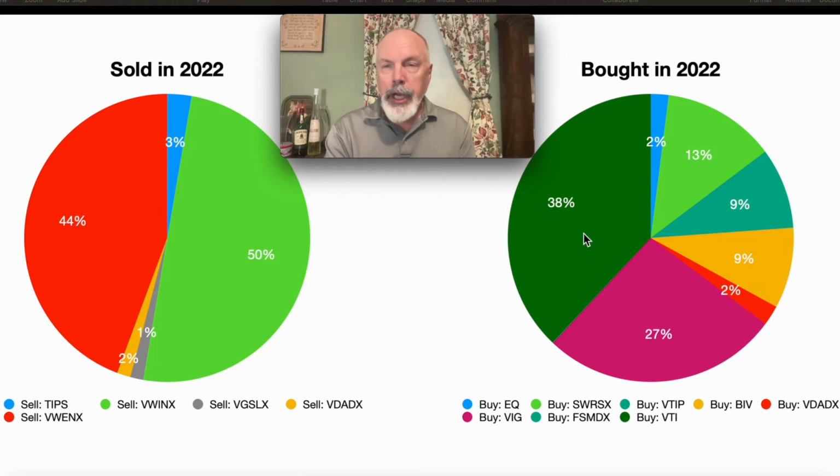Now, if you look over here to what I've bought, you can see that VTI is a good chunk of it, and so is VIG in Bucket 2, and so is the BIV in Bucket 2. The rest are a little trading here and there. You'll see that I bought more than I sold, and that's because I was sitting on cash to be redeployed into buckets 1, 2, and 3 at the beginning of the year. So these two were really the biggest strategic changes that I've made in the portfolio.